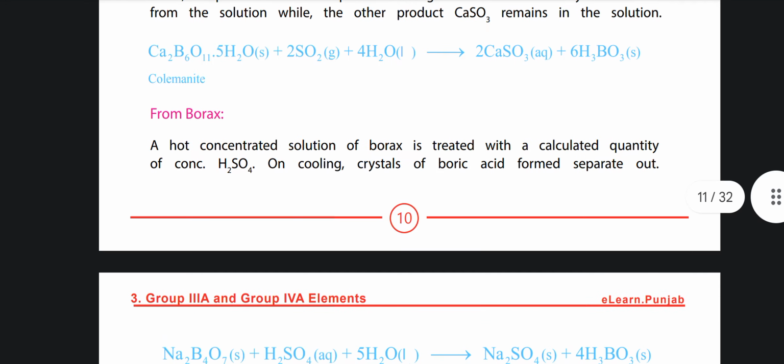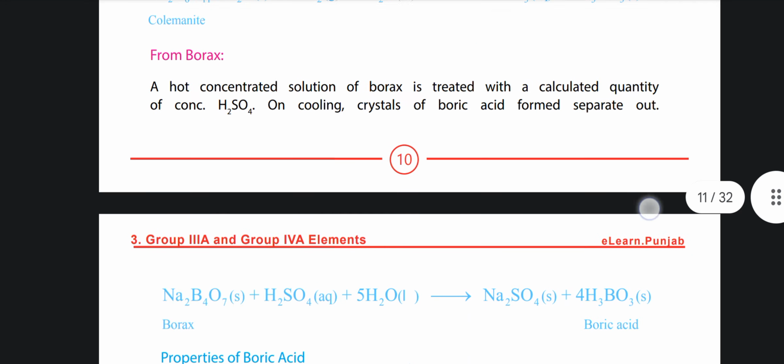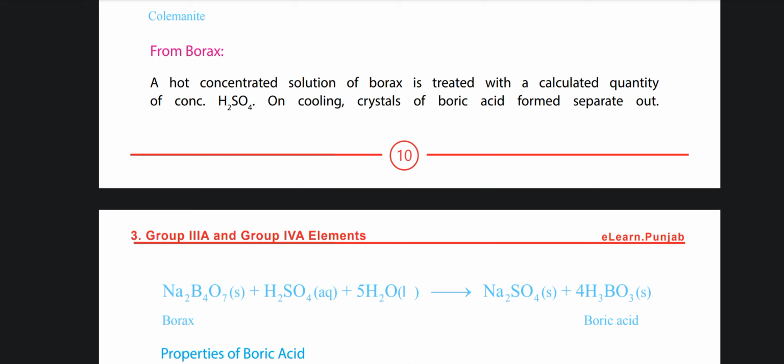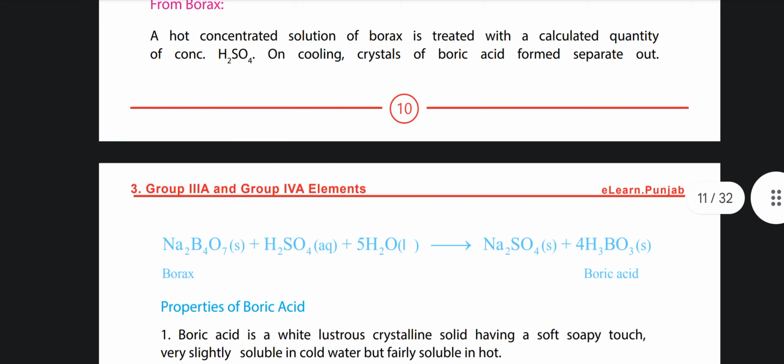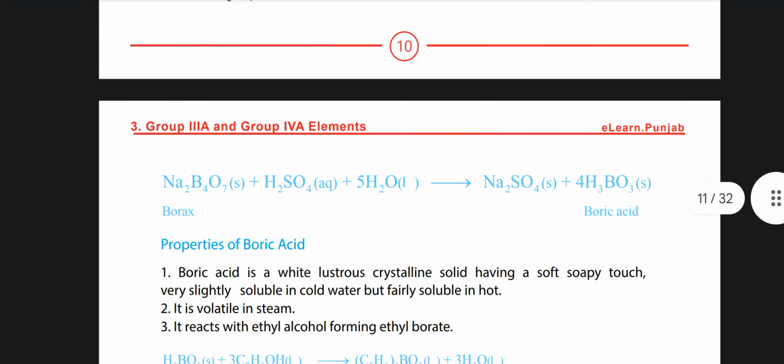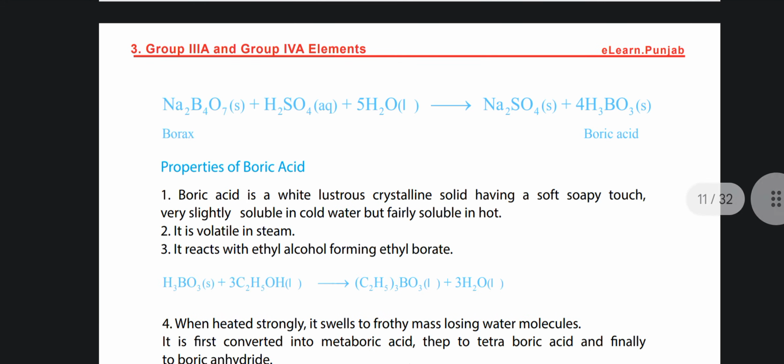From borax, a hot concentrated solution of borax is treated with a calculated quantity of concentrated H2SO4. On cooling, crystals of boric acid formed separate out. Na2B4O7, borax, plus H2SO4 plus 5H2O gives us Na2SO4 plus 4H3BO3, boric acid.